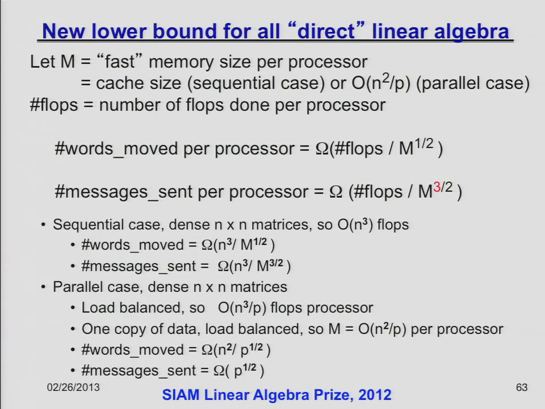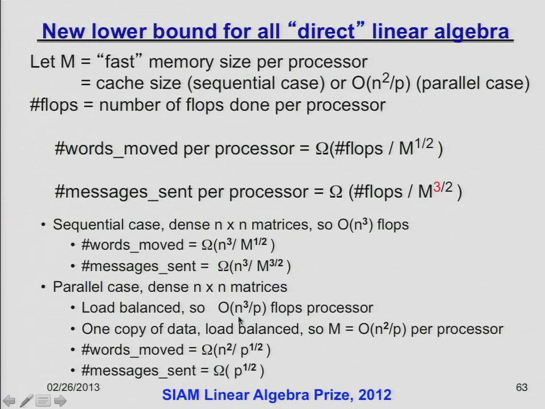And so if we just plug in specifically for dense matrix multiplies so we know what our goals are, this is all I'm going to do now. In the sequential case, the number of flops is n cubed. And so we get n cubed divided by the square root of the cache size. That's what we had before. And in the parallel case, now we have to make some assumptions. I'm going to assume it's load balanced. So every processor is going to do one piece of the work. Otherwise, you don't have to communicate at all if you just ignored all but one of the processors.